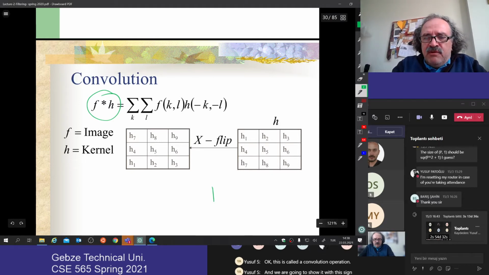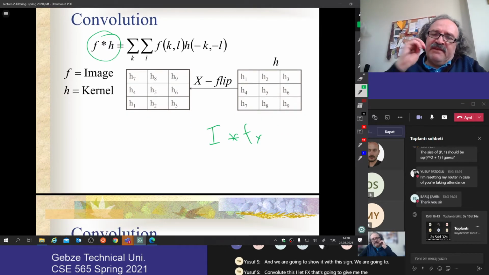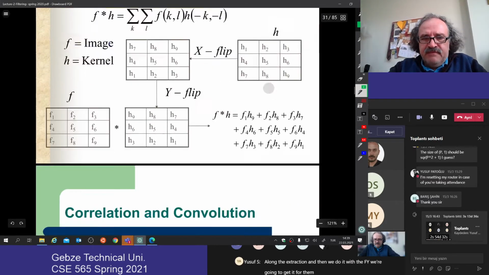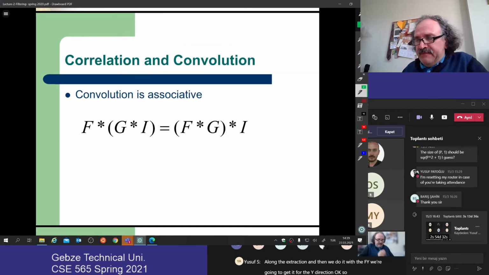We are going to convolve this I with fx. That's going to give me the derivative along the x direction, and when we do it with fy, we are going to get it for the y direction. Okay, so convolution is something that we use a lot. It's a linear operation. There are many features of it that we like.